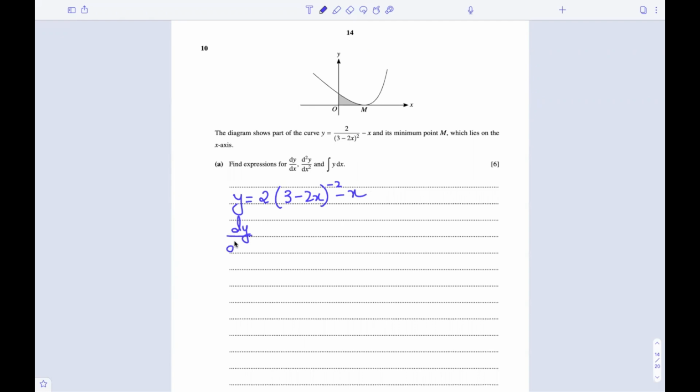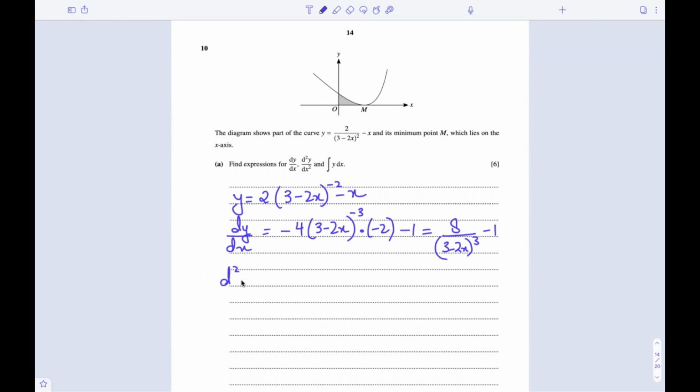Differentiating, we get dy/dx equals, so the power multiplies with the coefficient, this will become a -4 into (3 minus 2x), and we multiply by the derivative of this function 3 minus 2x, which is -2. The power decreases by 1, so it becomes a -3. Differentiating minus x, we get a -1. So the simplified form will become -4 times -2, which is +8. So we can write this as 8 divided by (3 minus 2x) to the power 3, minus 1.